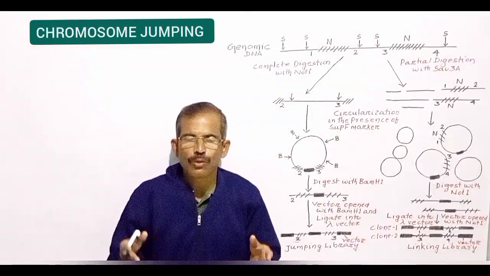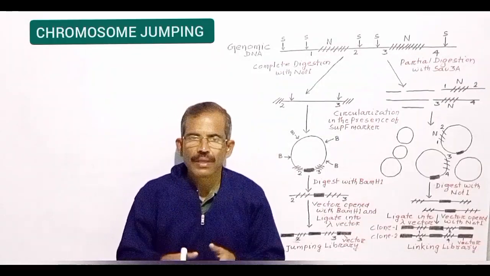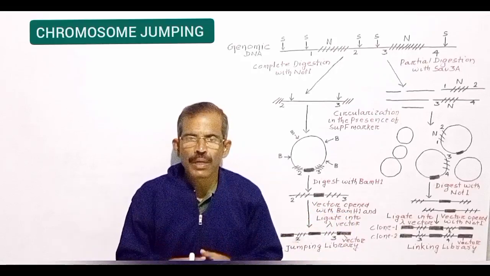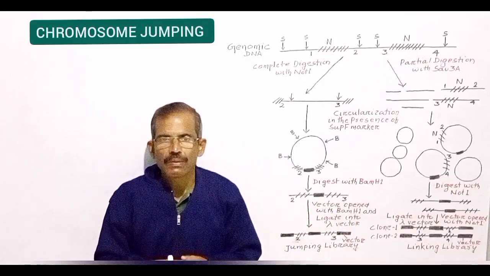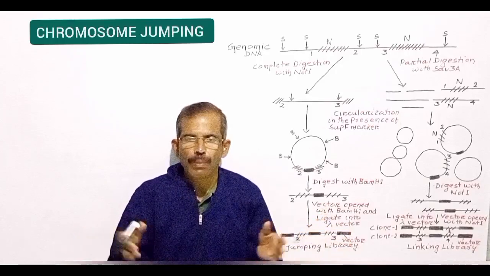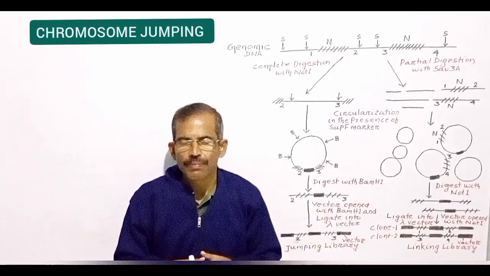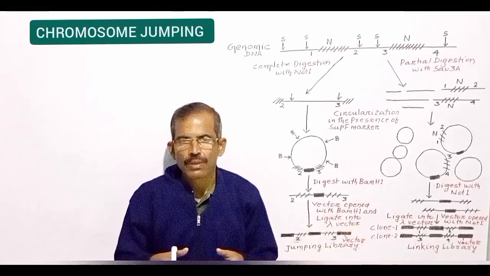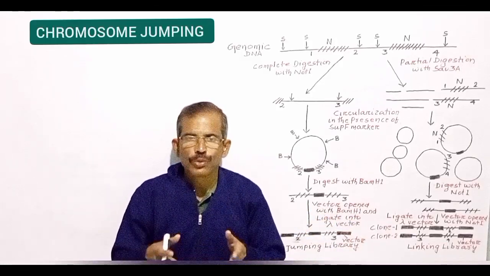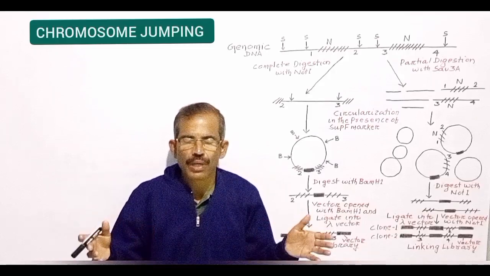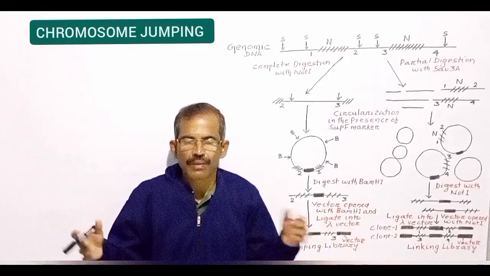Simply saying, in chromosome jumping, certain sections of a chromosome are cloned and remaining sections, particularly those containing repetitive DNA, are bypassed or jumped over. That means repetitive DNA is not cloned. Because of this, jumping requires less time to isolate the target gene than chromosome walking.